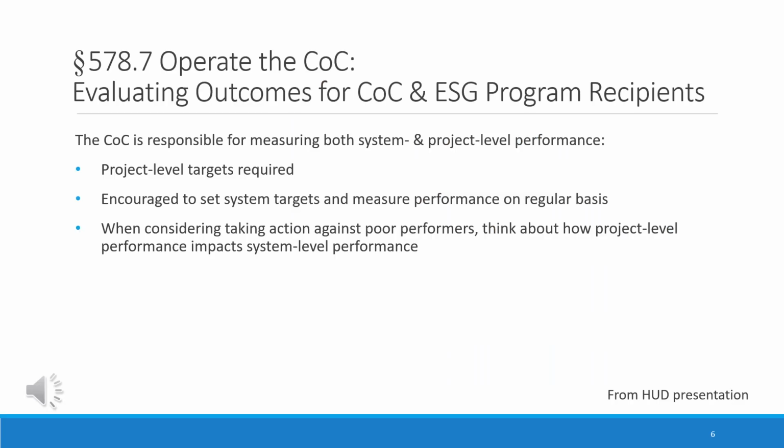The CoC has the responsibility of measuring performance at the system level and the project level, including outcomes of projects funded under both the CoC and ESG programs. CoCs are required to set project-level targets. For example, the CoC may establish a target of having 90% of clients in rapid rehousing exiting to a permanent housing destination. CoCs are encouraged to set system targets and measure performance on a regular basis. An example of this would be if the CoC establishes a target of exiting 75% of clients across all CoC projects to a permanent housing destination.